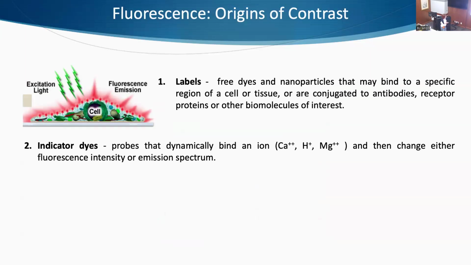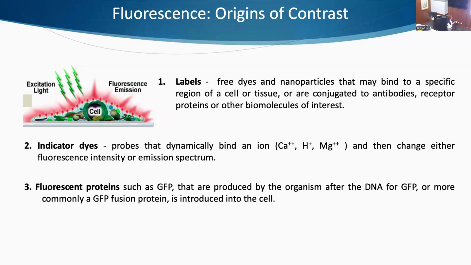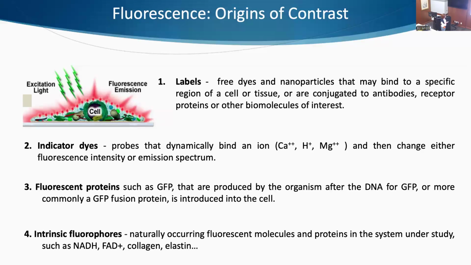If we are interested in probing calcium signals, we would use indicator dyes that dynamically bind an ion and then change either fluorescence intensity or emission spectrum. Or we can use fluorescent proteins, such as green fluorescent protein, that are produced by the organism after the DNA is altered to express that particular protein, so as to track particular or specific cells.